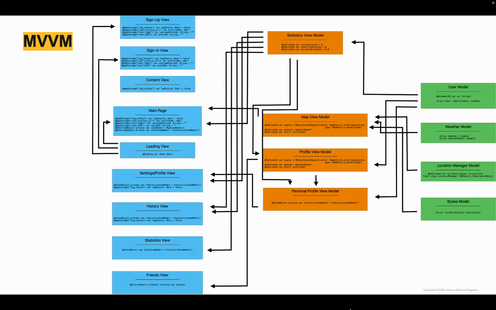The Location Manager is vital to how the map view works, being able to know which location you're at, where you're going, where you've been to. And then the styles, which is used to style the buttons, the text fields, and everything on the app to make sure everything looks the same throughout the whole entire application.